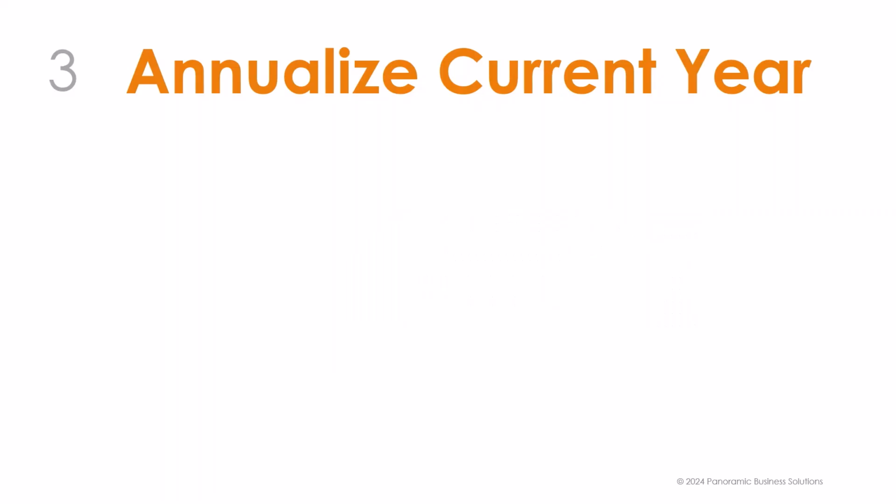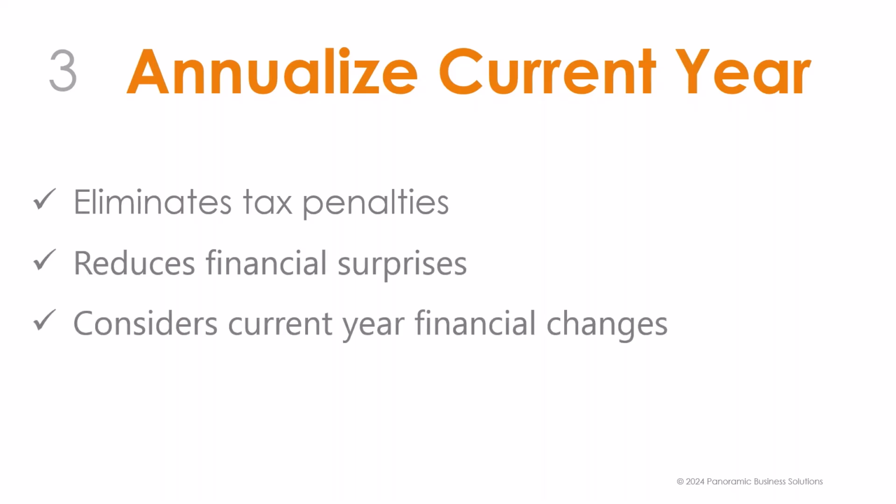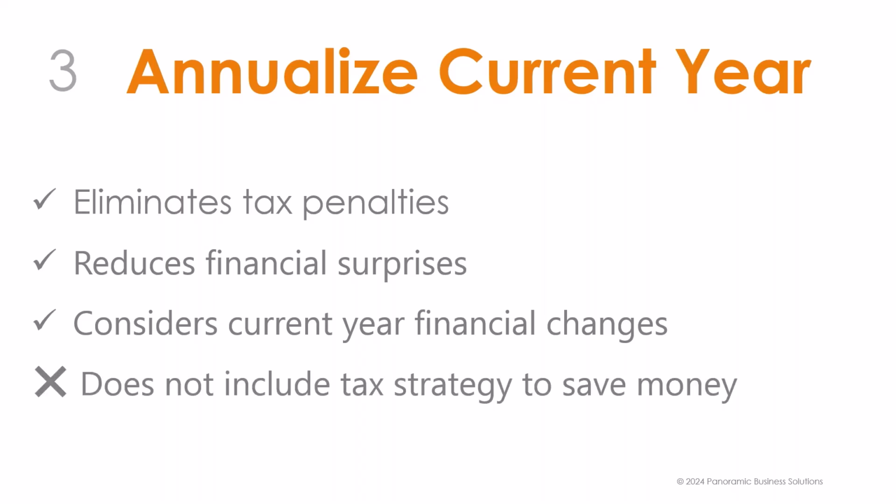So this level of tax planning is great when your taxable income fluctuates from year to year because it helps eliminate the tax penalty, reduces financial surprises. It helps you consider the current year changes in your finances. The biggest problem is it does not include a tax strategy to help you save money. Have you ever sat back and wondered, am I really doing everything I can to reduce my tax bill?